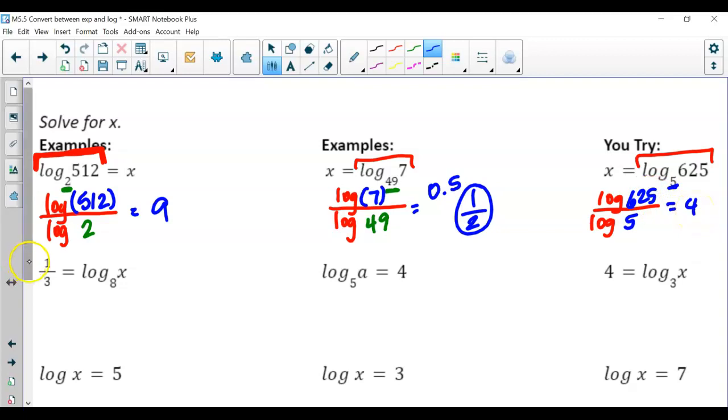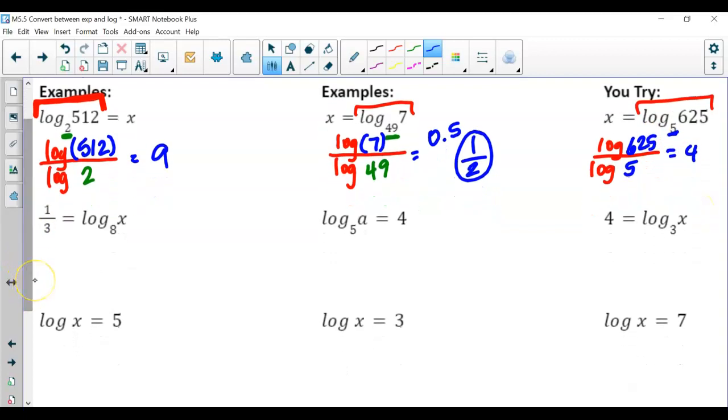So now here, notice it's different because this is not log base 8 of 1/3. This is log base 8 of x. So see how here, that means now we can't use change of base. So we're going now to convert. So we've got our base, which is 8. 8 raised to the what power? 1/3. 8 to the 1/3 is equal to x.